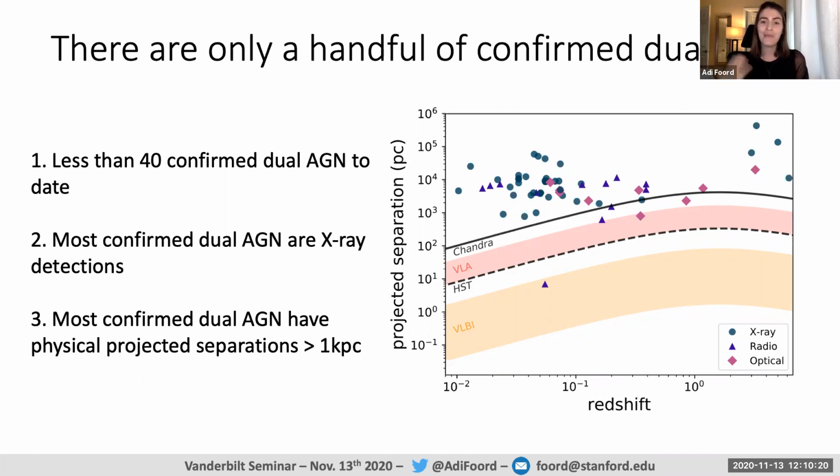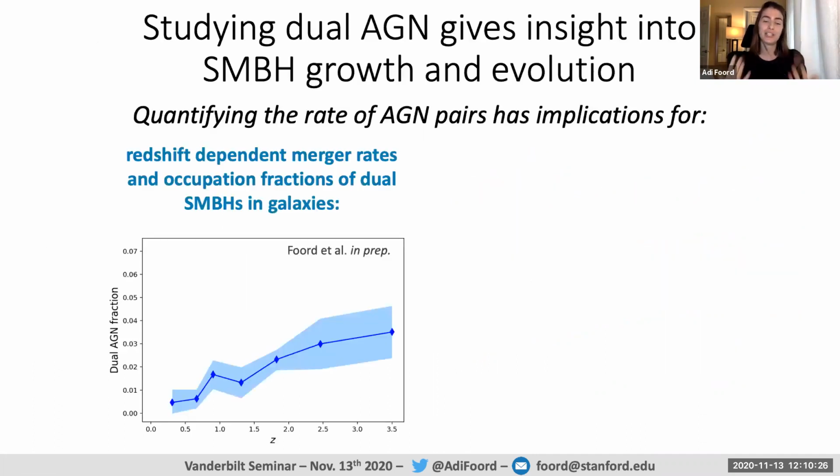So it's really too bad that the dual-AGN population is so small, because in fact, studying dual-AGN will give us a lot of insight into things such as supermassive black hole growth and evolution, as well as the growth and evolution of the host galaxies. So on a larger cosmological context, quantifying the rate of AGN pairs will represent a lower limit on redshift-dependent merger rates and the occupation fractions of dual supermassive black holes and galaxies.